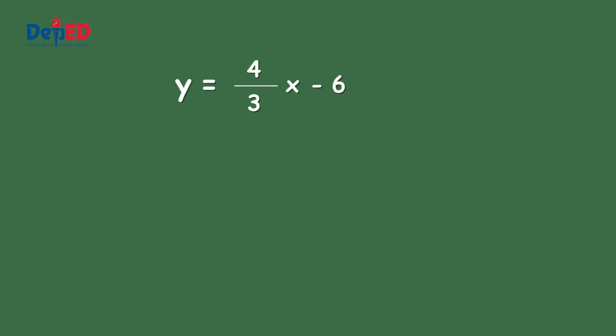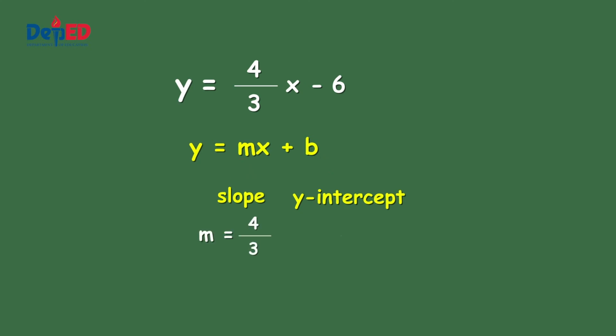But what if we are given the linear equation itself? So consider this linear equation. y equals 4/3 x minus 6. Observe that this equation is in slope-intercept form. y equals mx plus b, where m is the slope and b is your y-intercept. In this equation, the slope is 4/3, while the y-intercept is negative 6. How do we graph this?